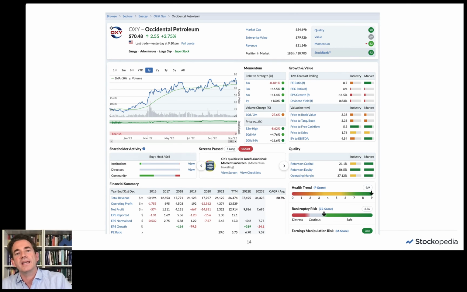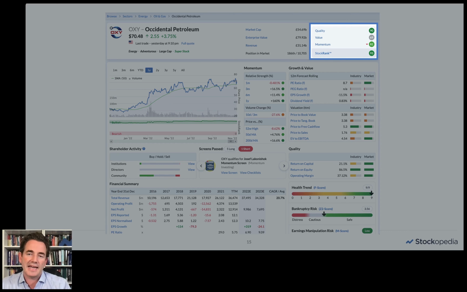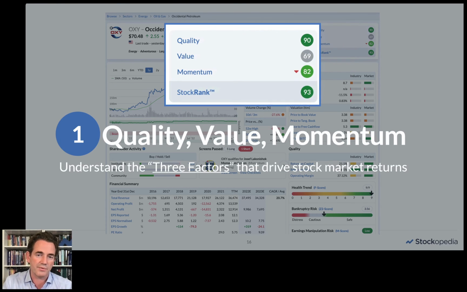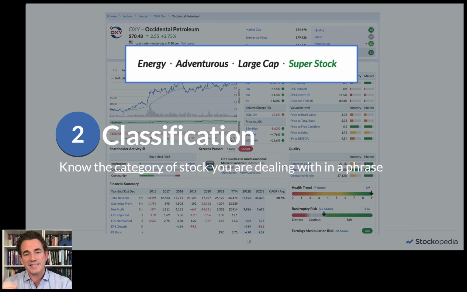So first up, this is Occidental Petroleum, which is a stock which Warren Buffett has been buying, and I'll be showing you that later. It's a US stock, a big market, large cap in America. I just want to highlight a few things that I like to look at straight away, and this is what we're going to be going into more depth on. Firstly, the quality, value, and momentum. I'll be teaching you how to understand the 3 factors that really drive stock market returns. These are what we call the stock ranks, and I'll be explaining them and showing you that they're the very first port of call on every share, and keep you out of so much trouble in the stock market.